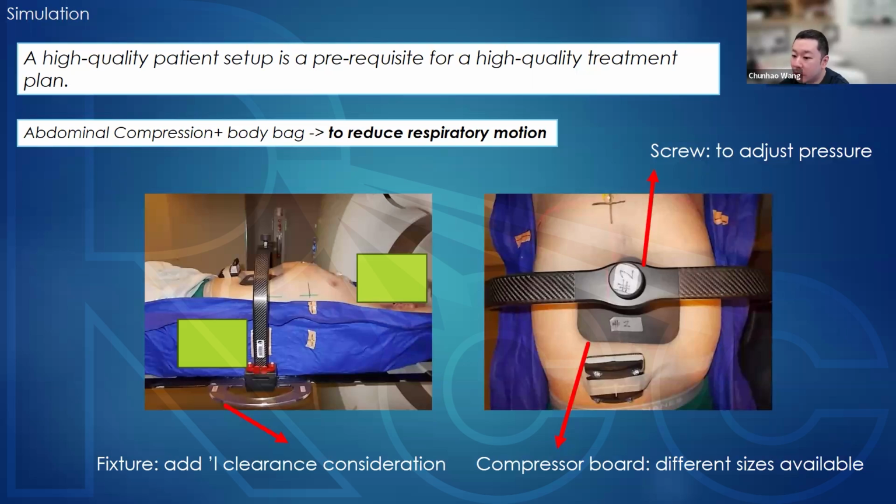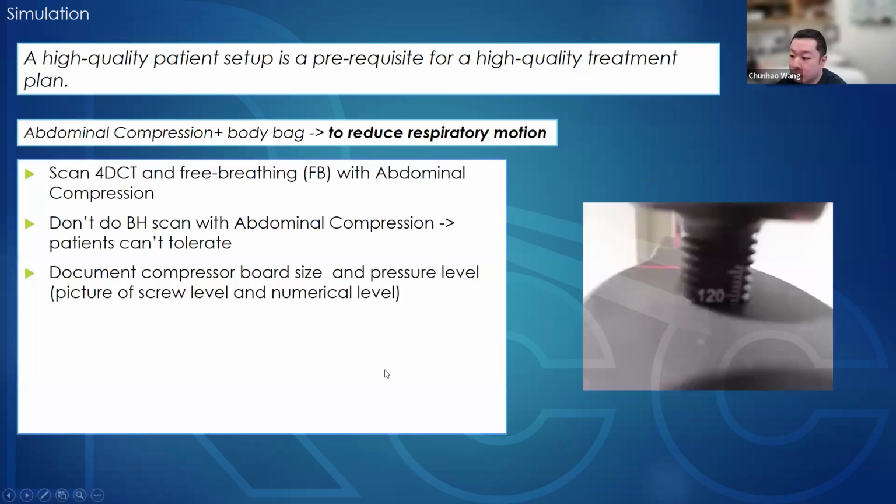To adjust the compression force, there's a screw on the top, right? So during the simulation, you can adjust the position of that screw to adjust the pressure on the patient's belly. To make sure that compression itself can be reproduced online, we definitely want to document the compressor board size and the pressure level. And on the right side, we can take a picture to record the numerical number of the screw's position. So make sure the simulation and the treatment use the same value.